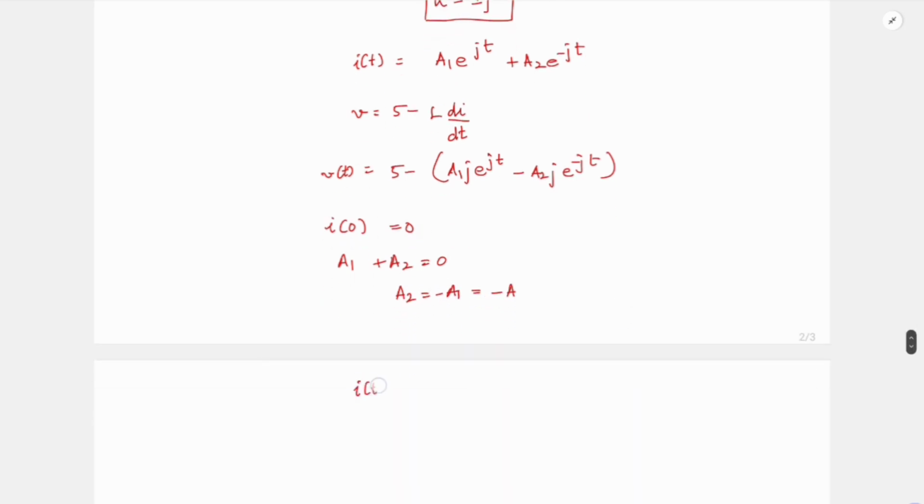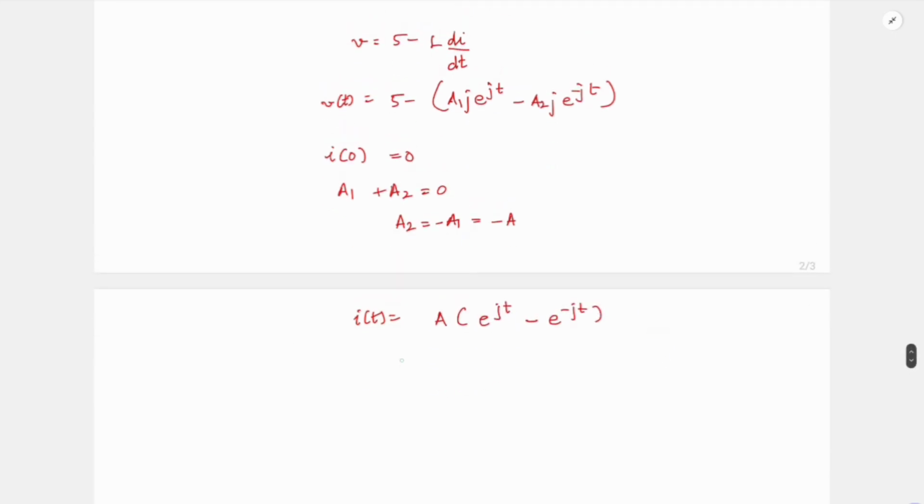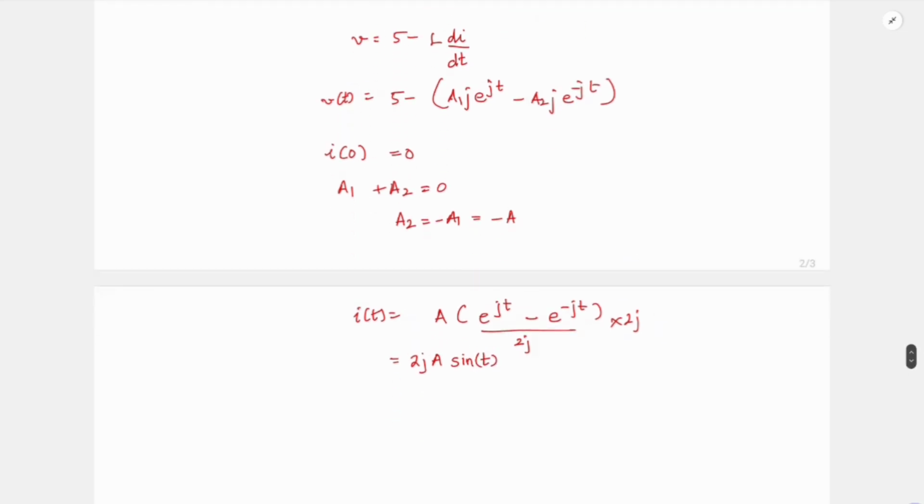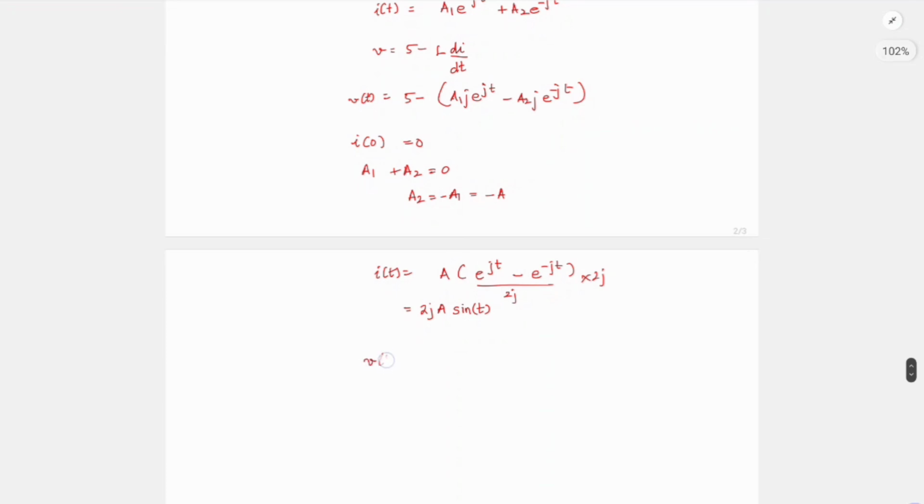Okay, then my I of t will become a into e power jt minus e power minus jt. So this is nothing but, if you multiply and divide by 2j, sine t, right? Sine of t. Similarly, what does my v of t become? So instead of substituting here, if I directly substitute here, it becomes phi minus 2ja cos t, right? So from 2 coefficients, we reduce it to 1.